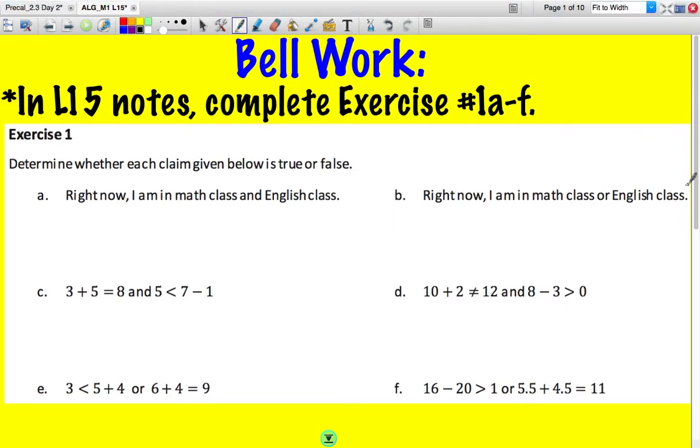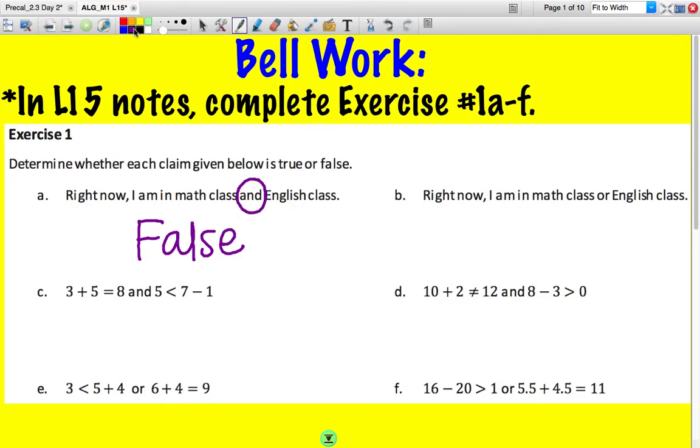So lesson 15, exercise 1 says determine whether each claim given below is true or false. Part A, right now I am in math class and English class. You can't be in two places at once, so this statement is false. The key word here is and. We'll come back to this in just a second.